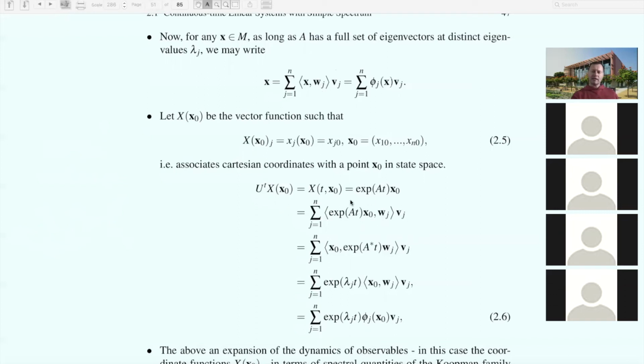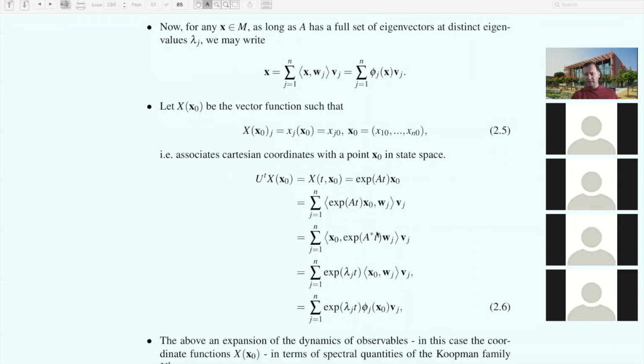Let's take e to the At and conjugate it to get e to the A star t. If you adjoint the e to the At, you're going to get e to the A star t, where A star is the adjoint of A. And now we know that e to the A star t wj is really e to the lambda j complex conjugate. But that's in the second argument again.